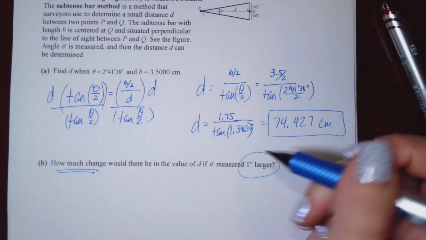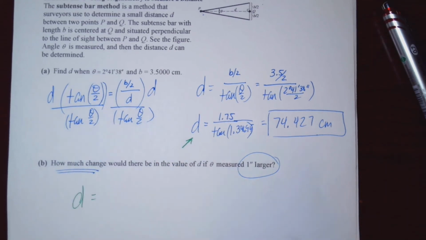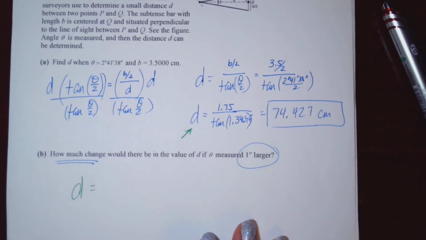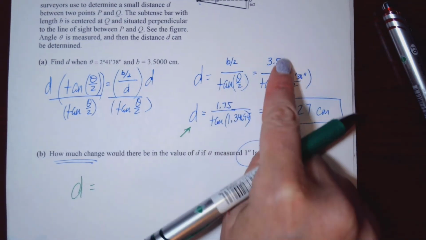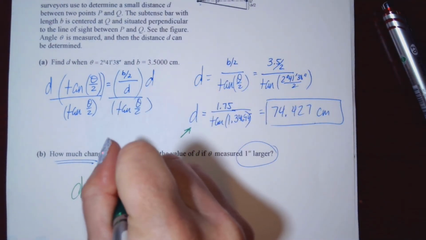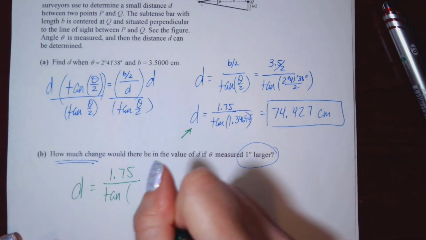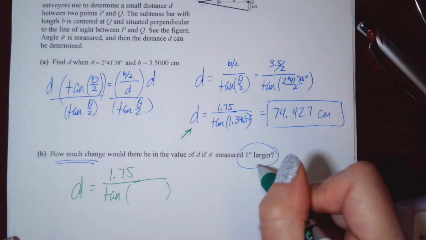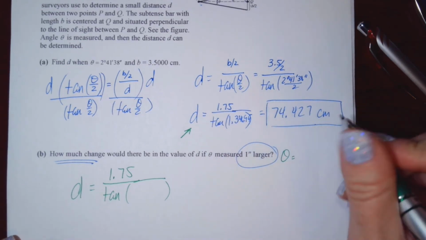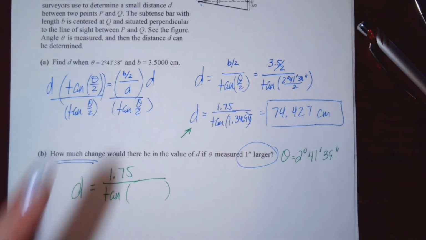Well, I've already done most of the work. In fact, I can go right here and I can say, okay, well, the distance between P and Q has changed. The subtense bar has not changed, so that is still 1.75. I'm still using tangent, but what has changed is going to be this value for the half theta. So let's go in and let's say if theta is 1 second larger, then that means that theta is going to be 2 degrees, 41 minutes, 39 seconds.